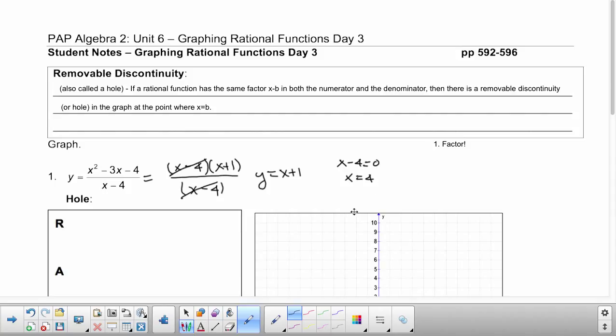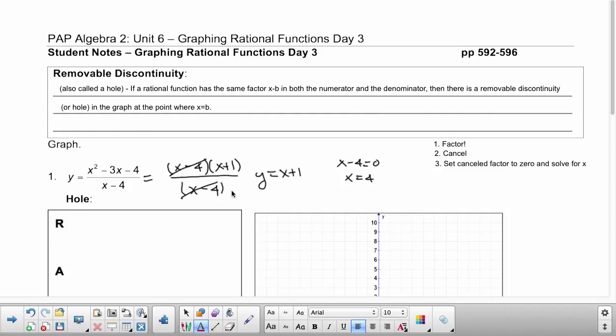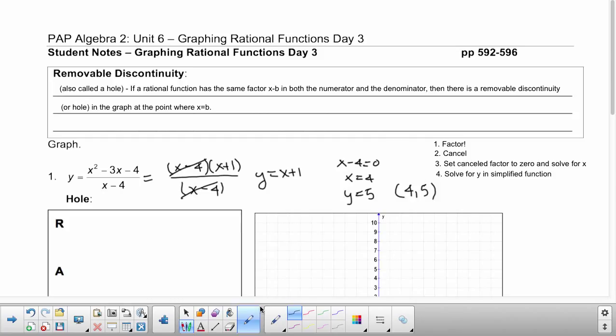So the step that we just took was to cancel, and then next, we took just that factor that we could cancel, set it equal to 0, and solved for x. Our last step is going to be to find the y value when x equals 4 in our graph. And the cool thing is that we have a simplified form that we can use. So plugging 4 into this equation, we just get that y equals 5. You can write this as a point, (4, 5). And that's it. That's our 4 simple steps.